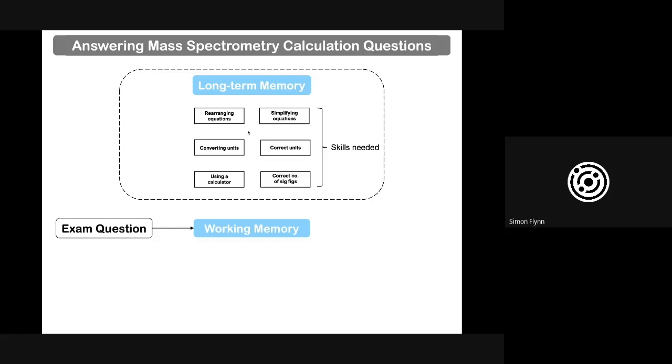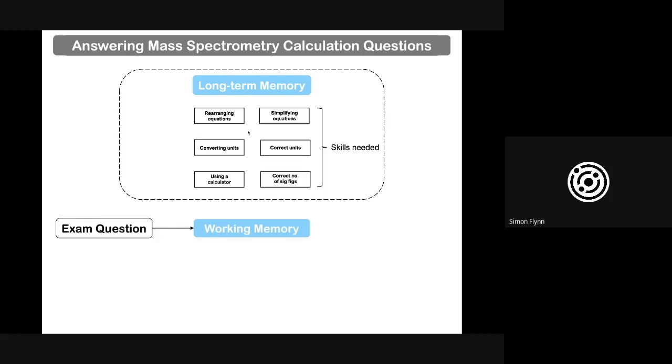because they do give you the equations by and large. In fact, they always give you the kinetic energy equation, and they sometimes give you the velocity equals distance over time one. So I think you need to be good at rearranging equations to do these successfully. I think you need to be capable of simplifying equations. I think you need to be able to convert units. I think you need to recognize what the correct units should be. I think you need to be able to use a calculator well, and that might be a bit of a surprise, but anyway.